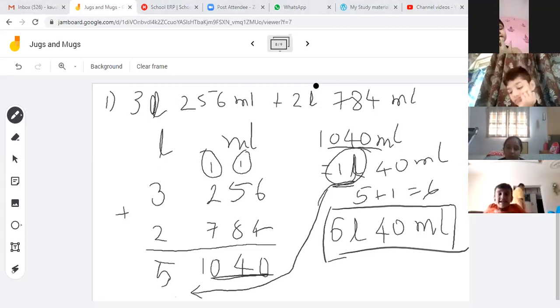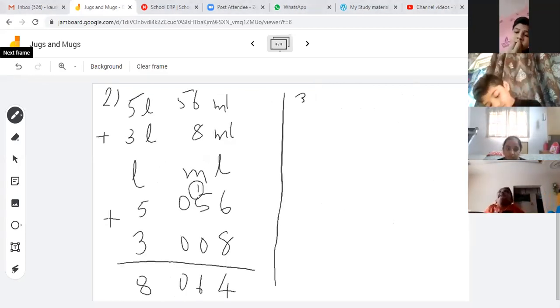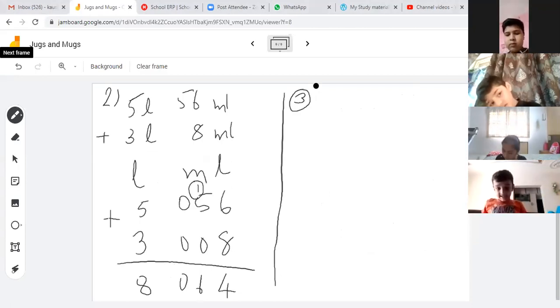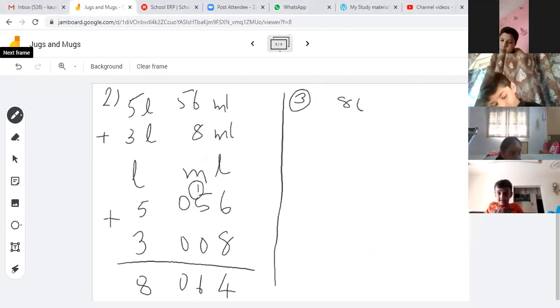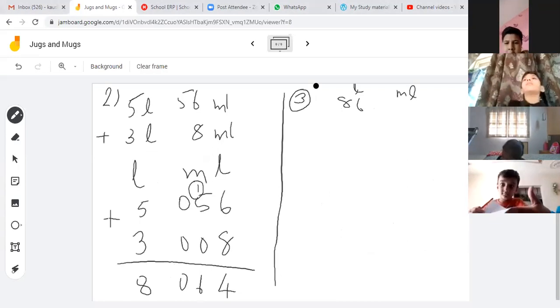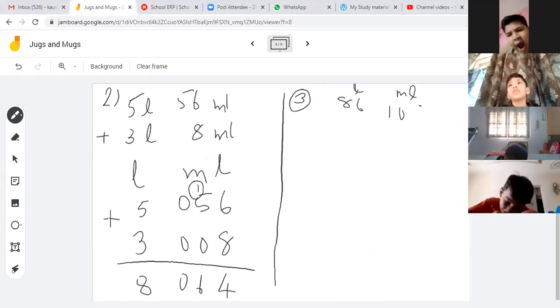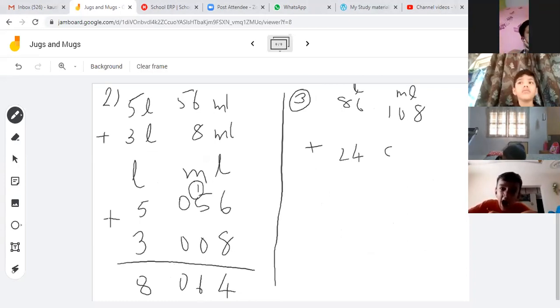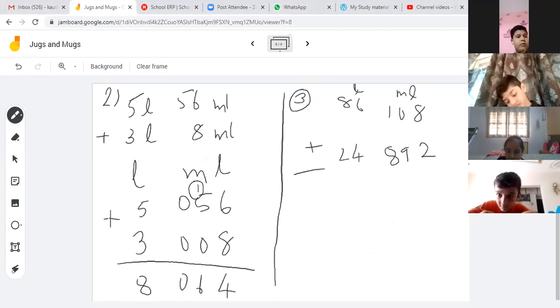Next one. So I'm going to give you one more example where I'm going to give you liter here and ml here. 86 liter and 108 ml plus 24 liters and 892 ml. Okay, so we are going to add these two directly.